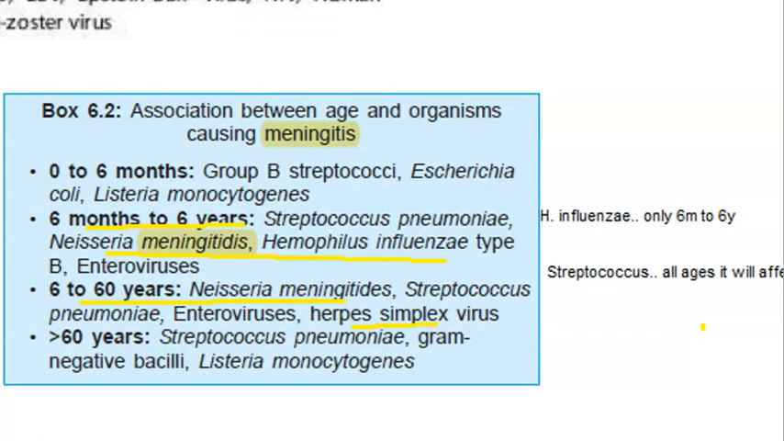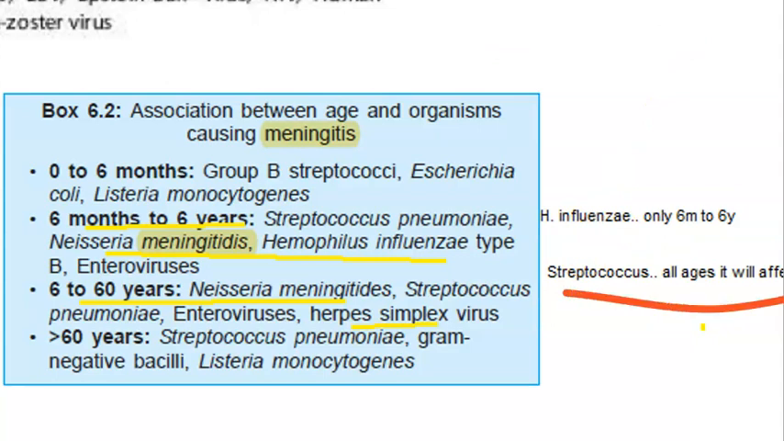Now that we are talking about the causes, remember, it is very important to know that 0 to 6 months Listeria and above 60 years Listeria. Listeria will be affecting only below 6 months or above 60 years. This is very important to know. What about Haemophilus influenzae? Haemophilus influenzae is between these two. 6 months to 6 years. Not 60 but 6 years. 6 months to 6 years is Haemophilus. Streptococcus is a very, very nice bacteria. It will affect everybody. Streptococcus will affect all ages.